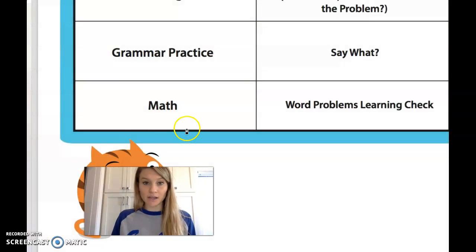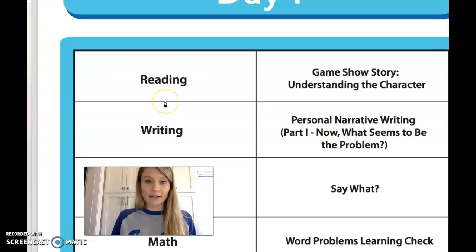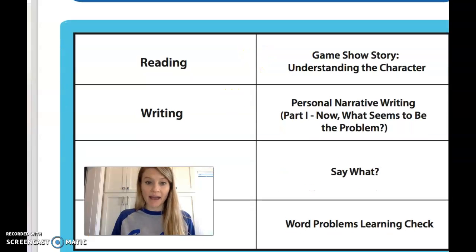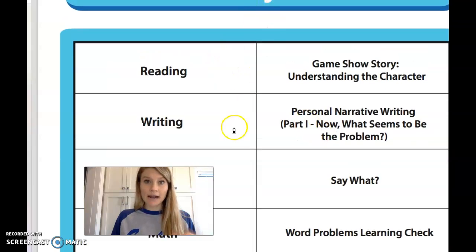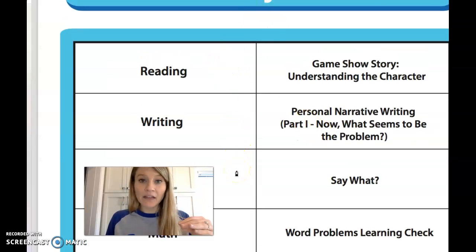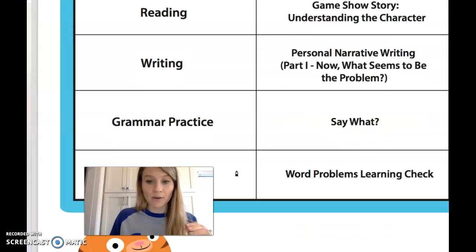And just a couple reminders, if you look at the table of contents here, you can actually see where it has day 1 with math. And in the reading video, we went over the reading, the writing, and the grammar. In the math video, we're just going to go over the math, okay?